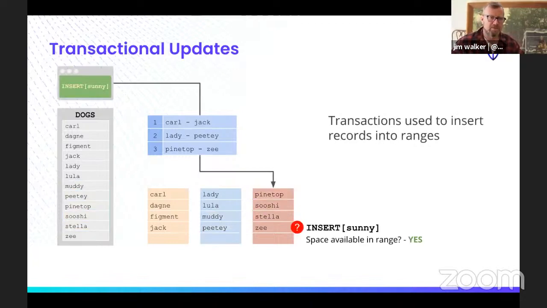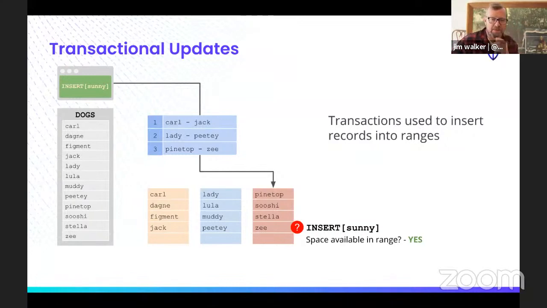All right. So what happens when I want to insert a record into this table? I'm going to insert a new dog named Sunny. That's my friend Jeremy's dog, actually. And I'm going to go through that index. And I know that this is in the 3rd range. And that 3rd range is, I believe, red. I'm a little colorblind. And I'm going to insert Sunny.